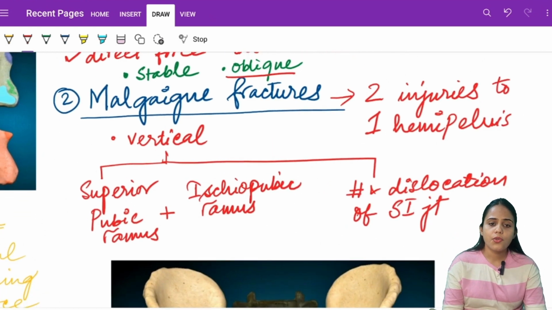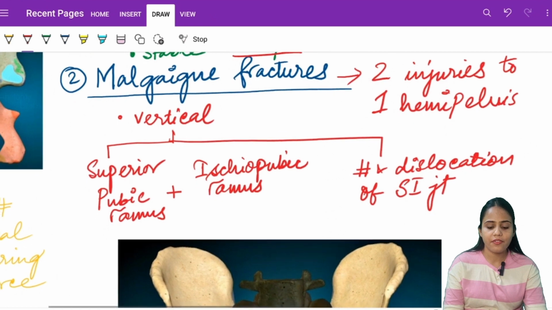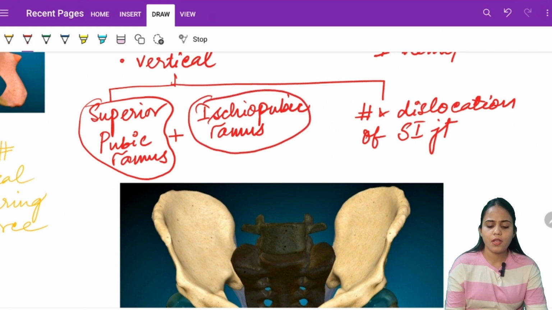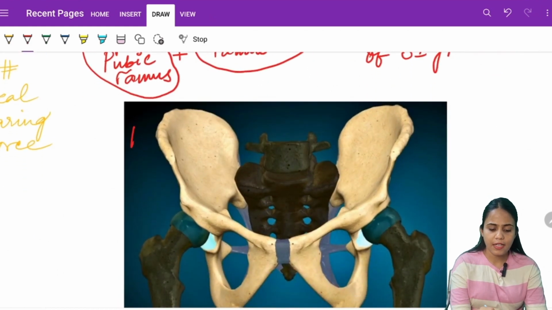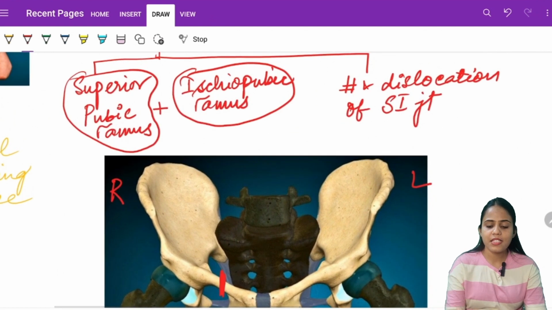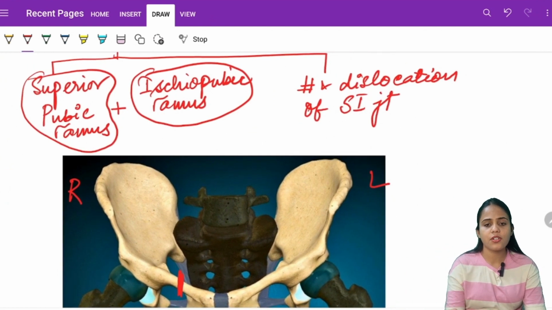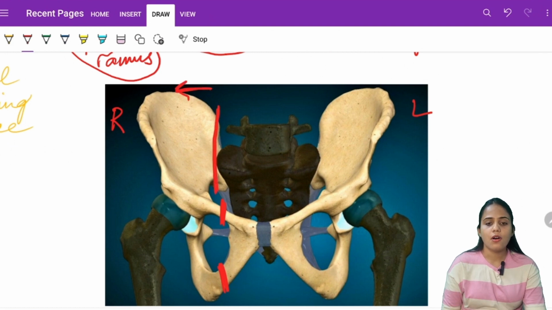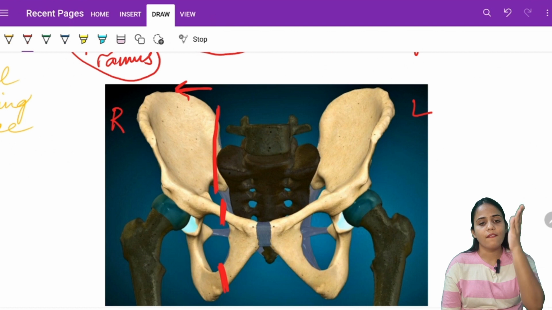What are these two vertical fractures? Number one is a vertical fracture involving the superior pubic rami and the ischiopubic rami. Okay, this is right, this is left. One fracture involving the superior pubic rami and the ischiopubic rami. The next fracture is a fracture dislocation of the SI joint like this, a fracture and/or dislocation of the SI joint. So only one side is involved.